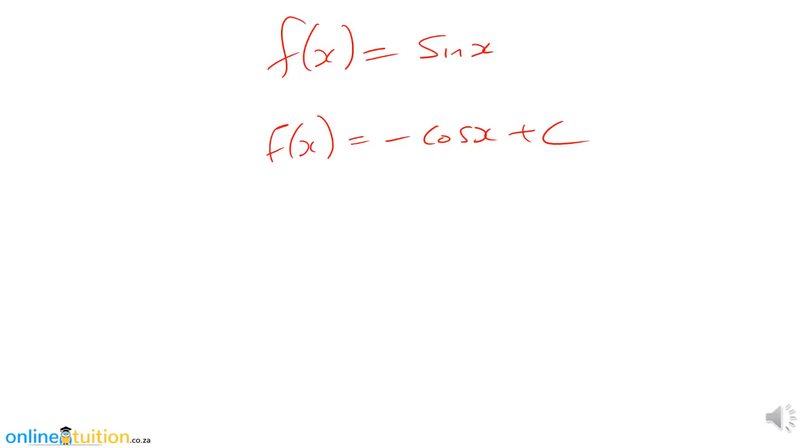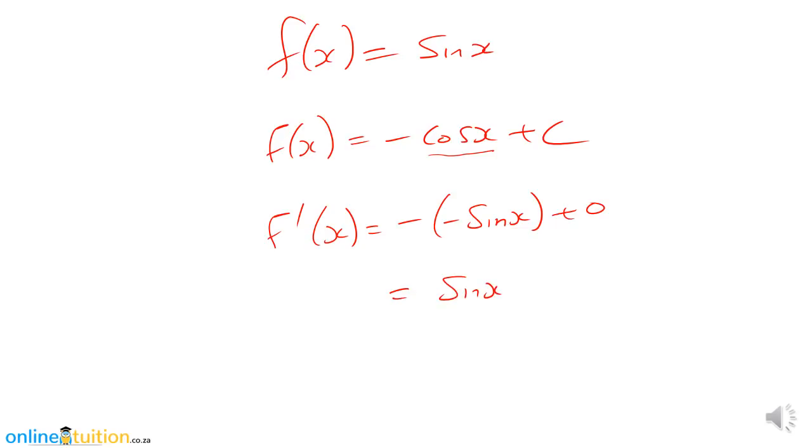Because if I differentiate capital F, F prime of x is going to be minus into minus sine x, because the derivative of cos x is minus sine x. The derivative of the constant is 0. And guess what? Minus and minus, and I get f of x. So it's important that you review your derivatives, especially of these trig functions, the exponential function, the log function, those special functions that we learned earlier on.